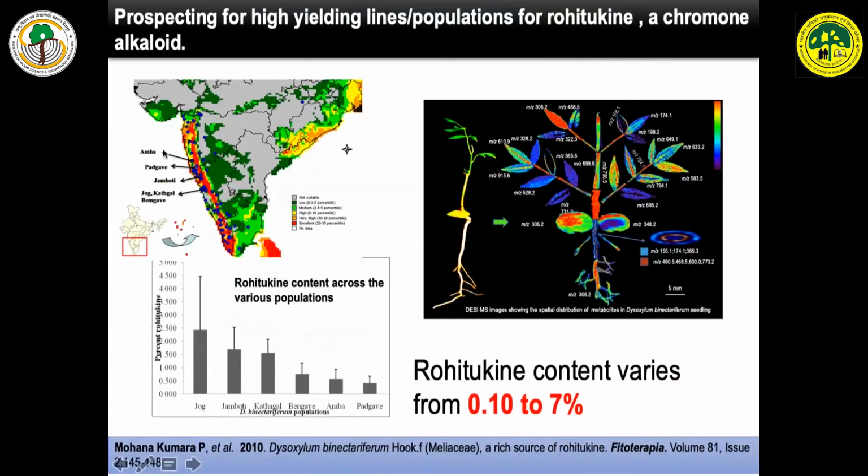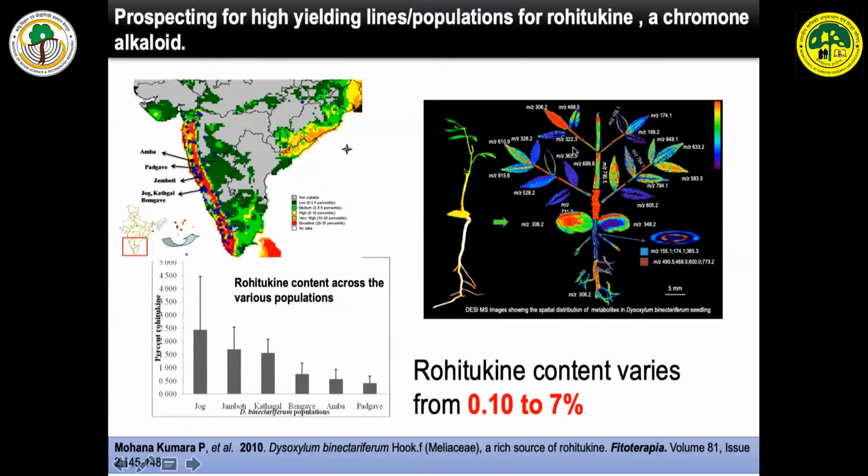These are the populations we collected from different regions of the Western Ghats, and one of them is the population which produces a very high amount of this compound. We also identified a few individuals which produce more than 5, 6, 7% of the molecule, and we are now going for mass multiplication of those individuals.